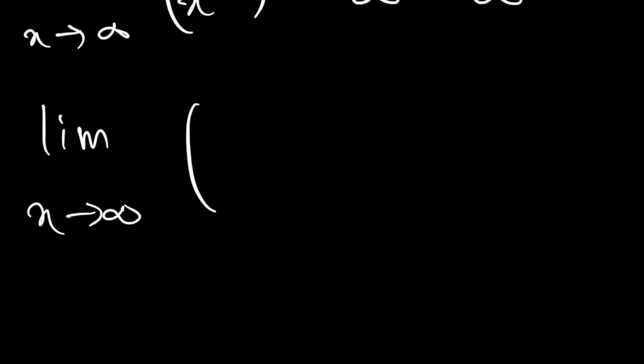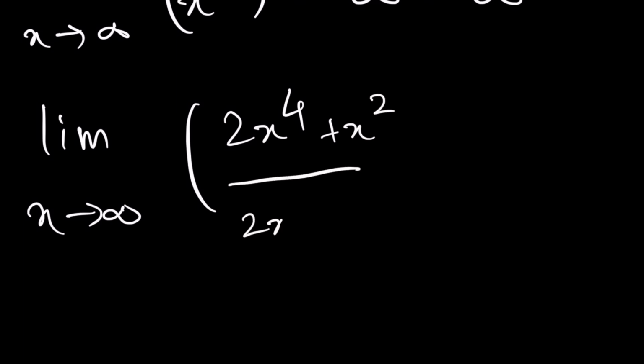Now, before I end this video, I'll just give one more problem. This will be a little more challenging. So this will be the limit as x approaches infinity for the function of 2x^4 plus x squared over 2x^5 plus x minus 1. I'll give you guys a couple seconds to solve it. You can always pause if you need more time.